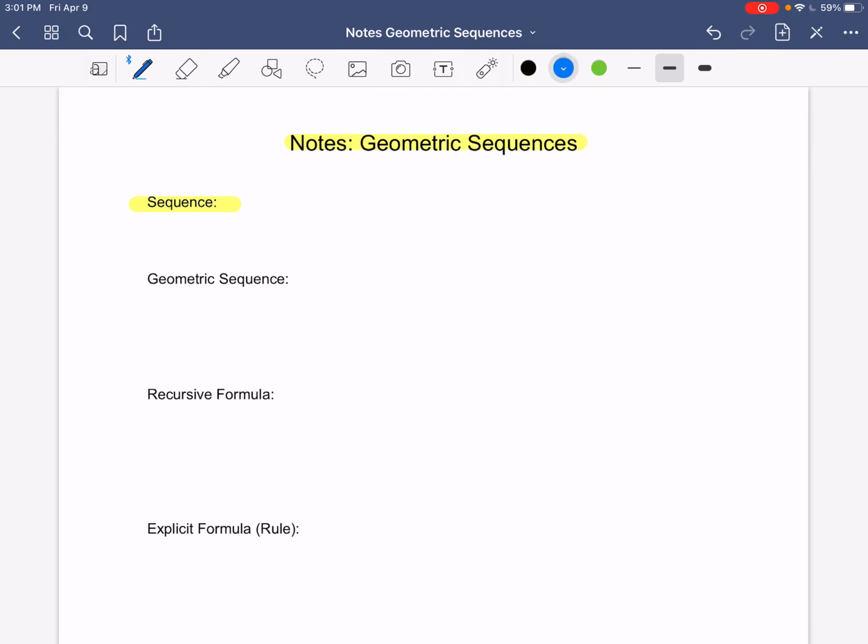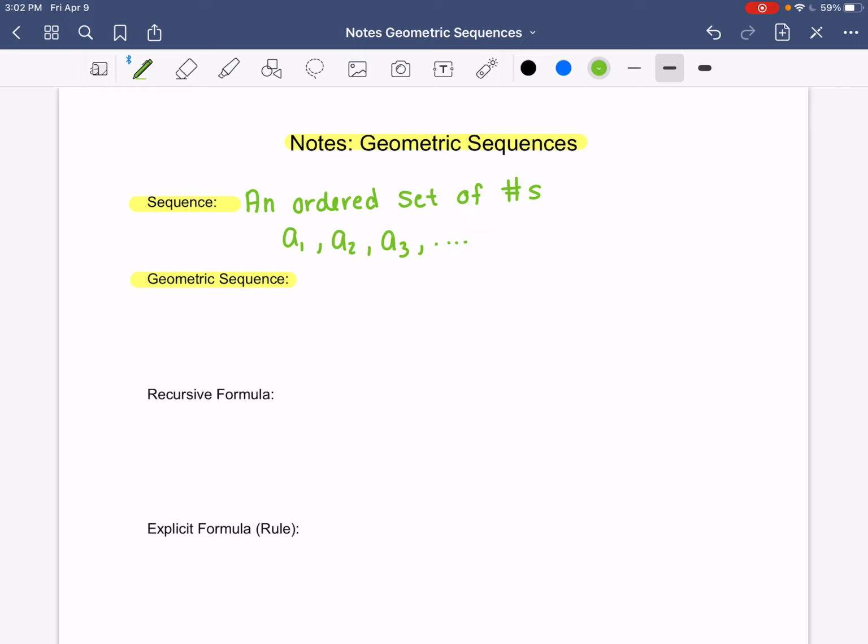First line is just sequence, that's what we talked about last week. It's just an ordered set of numbers. So we have like a1, that means the first term, a2 means the second term, a3, and then they just go on. Last week we did arithmetic sequences. That's when the pattern was adding the same number over and over and over.